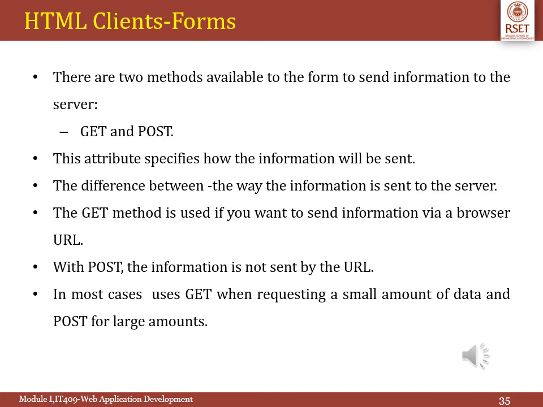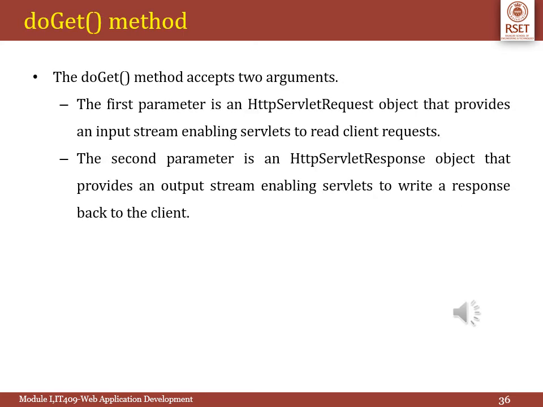The difference between the two has to do with the way the information is sent to the server. The get method is used if you want to send the information via the browser or the URL. With post, the information is not sent by URL. The sending is invisible to the site visitor. The get method is called with the help of the doGet method, which accepts two arguments. The first parameter is an HttpServletRequest object that provides the input stream enabling servlets to read the client request. The second parameter is an HttpServletResponse object that provides an output stream enabling servlets to write a response back to the client.